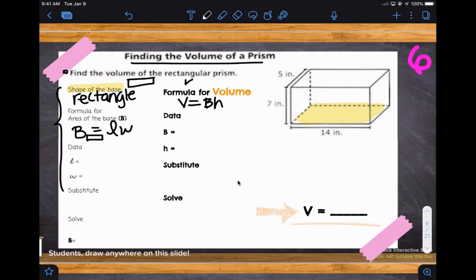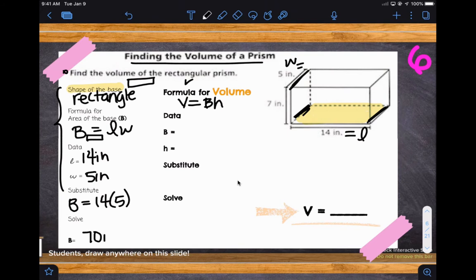So the length of the rectangle here is 14, and the width is this one, which could also be this. So I'm going to say the width of this rectangle is 5, correct? I'm going to list the data, 14 inches here and 5 inches. So we substitute big B equals 14 times 5. That will give us 70 square inches, right? So that's the area of our base, or the big B.